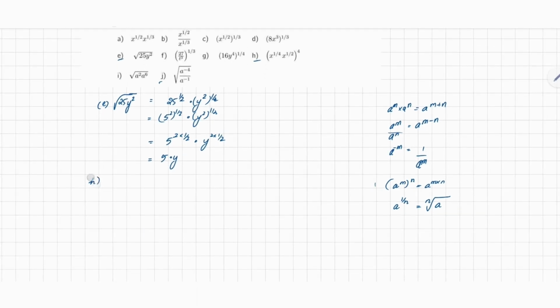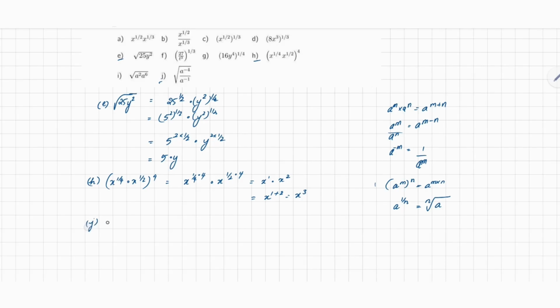And let's do question H. We have x to the power 1 over 4 times x to the power 1 over 2, raised to 4, which gives us x to the power 1 over 4 times 4 times x to the power 1 over 2 times 4. That gives us x to the power 1 times x to the power 2. We can simplify this further using this equation, which gives us x to the power 1 plus 2, and that's x cubed.